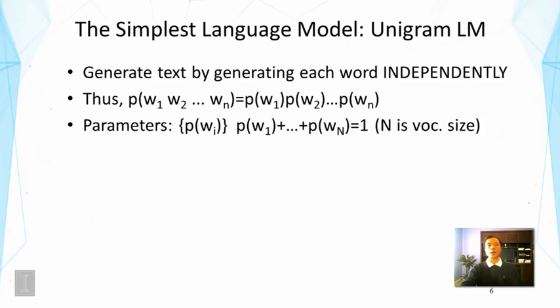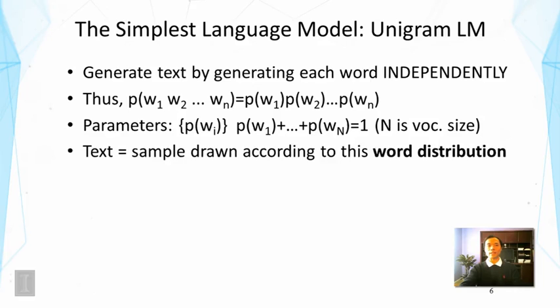So now the model has precisely n parameters, where n is the vocabulary size. We have one probability for each word, and all these probabilities must sum to 1. So strictly speaking, we actually have n-1 parameters. As I said, text can then be assumed to be a sample drawn from this word distribution.